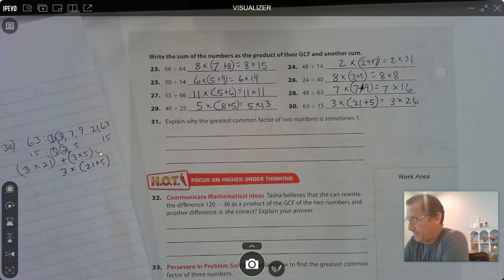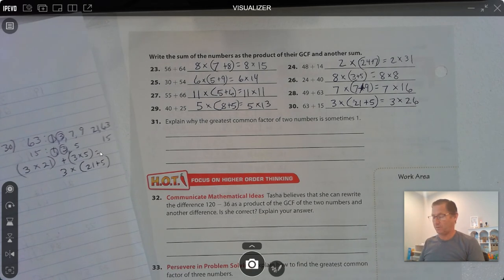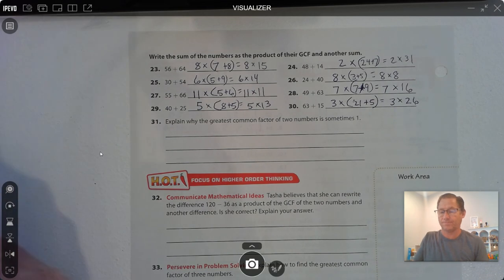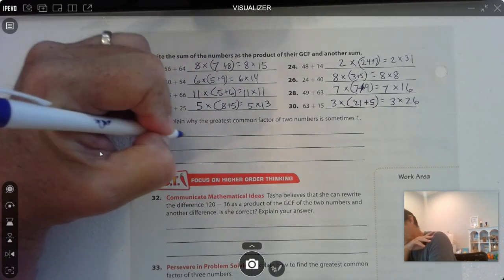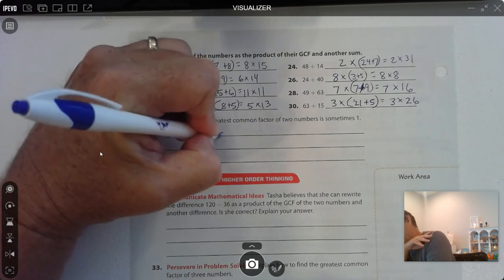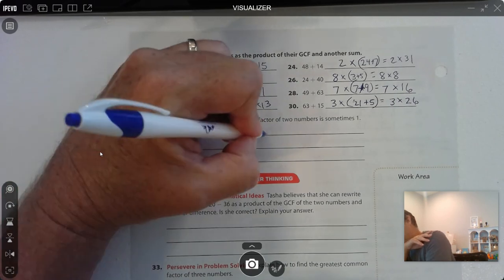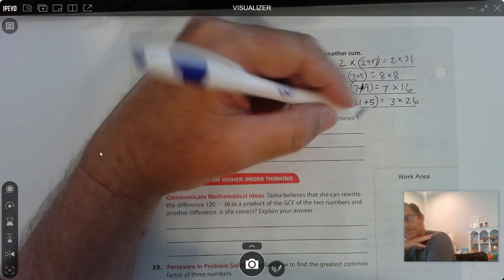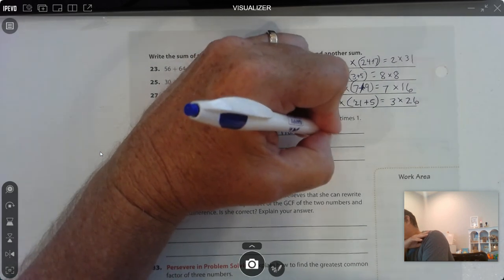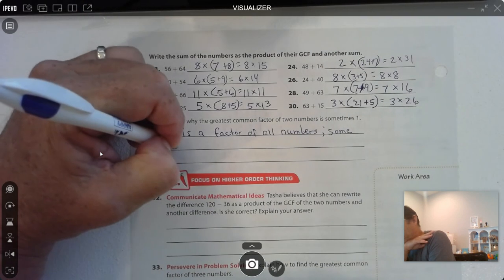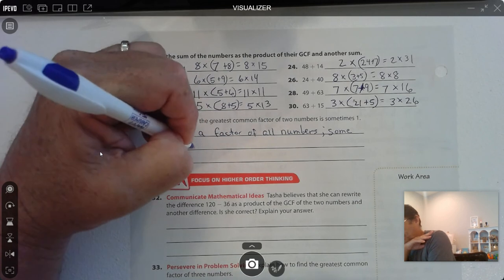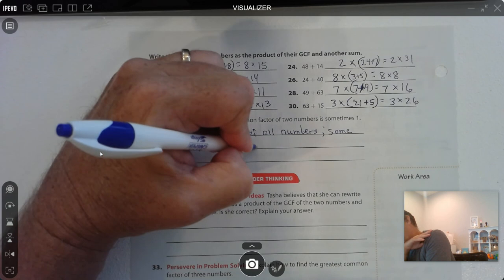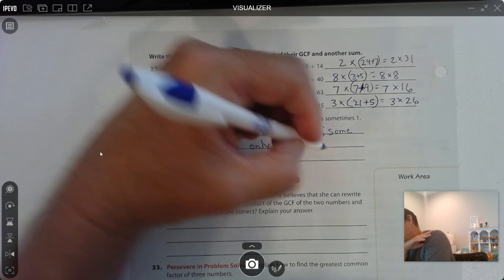Explain why the greatest common factor of two numbers is sometimes 1. Well, okay, so we know 1 is a factor of all numbers. We also know that some pairs of numbers only have 1 in common.